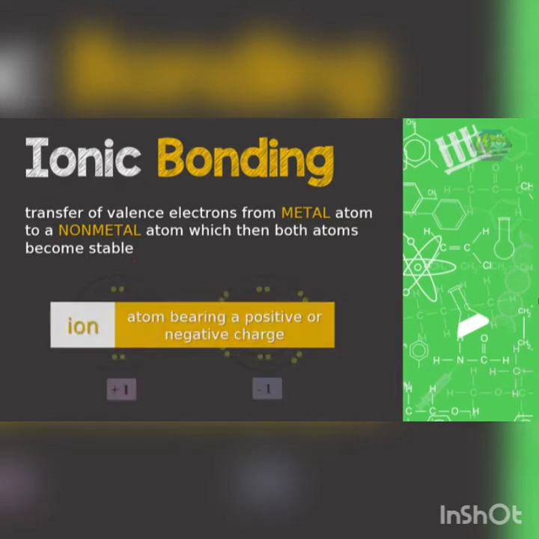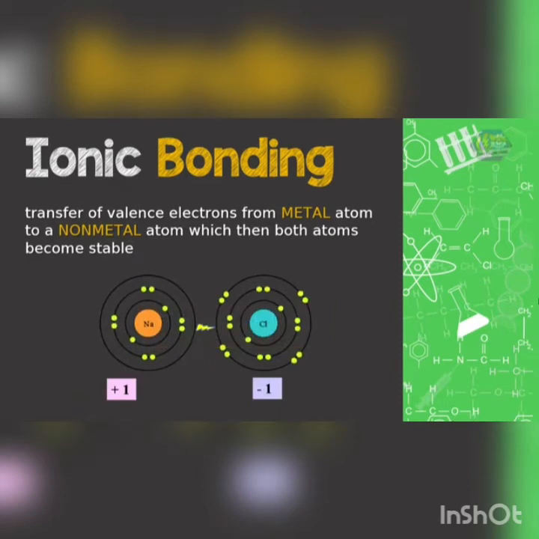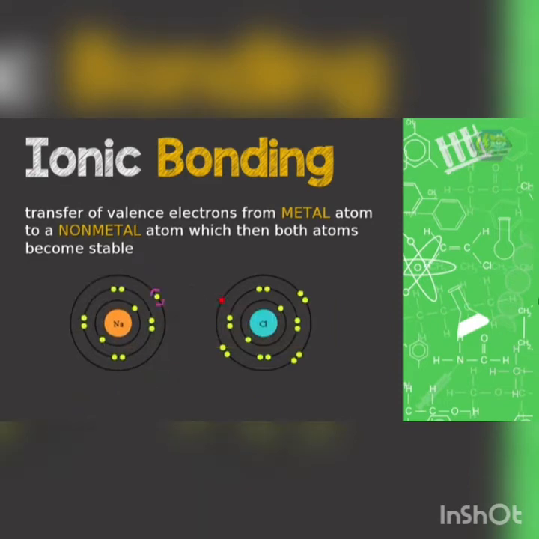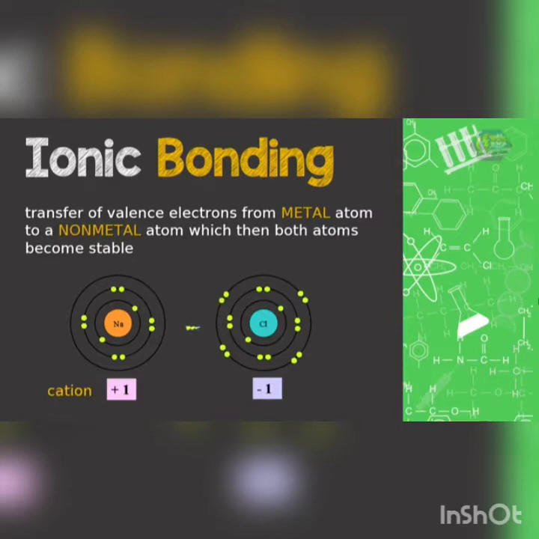Because of the transfer of electrons, the metal atom has a net positive charge and the non-metal atom has a net negative charge. The ion that carries a positive charge is called cation, while the ion that carries a negative charge is called anion.